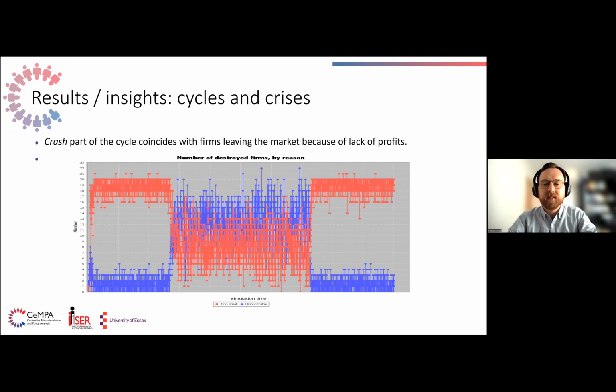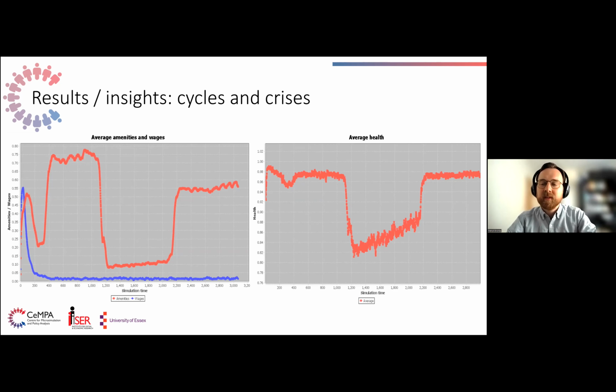So we see that in the high amenity cycle, firms tend to leave because they cannot hire employees, and they become too small, and they have no employees. While in the low amenity part of the cycle, there is the profit condition that comes into play as well. And in general, and we are still working on analyzing the data, but what we are seeing is that the outcomes in the high amenity part of the cycle appear to be better overall than in the low amenity part of the cycle in terms of health, in terms of utility.